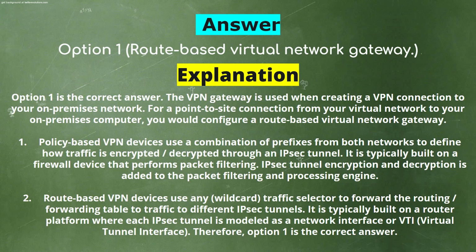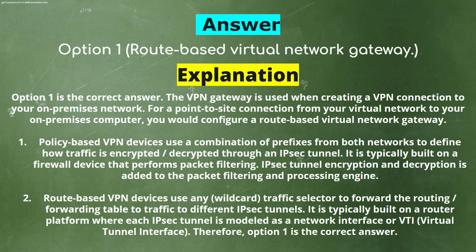Number 1. Policy-based VPN devices. Use a combination of prefixes from both networks to define how traffic is encrypted or decrypted through an IPsec tunnel. It is typically built on a firewall device that performs packet filtering. IPsec tunnel encryption and decryption is added to the packet filtering and processing engine.